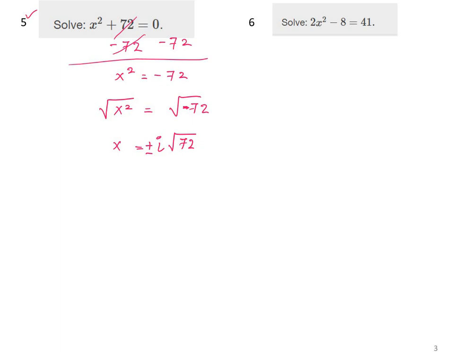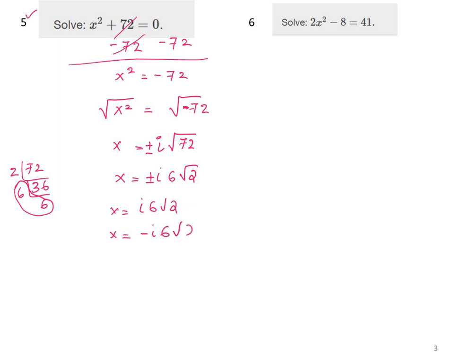Okay, and now we can factorize 72. So 72, divide by 2, you will get 36. So we can say 6, a group of 2. So that will be plus or minus square root, take 1 from that group of 2, that is 6, and keep the other thing inside the radical. So x is equal to i 6 root 2 or x is equal to negative i 6 root 2.